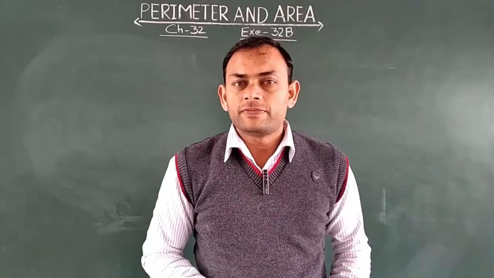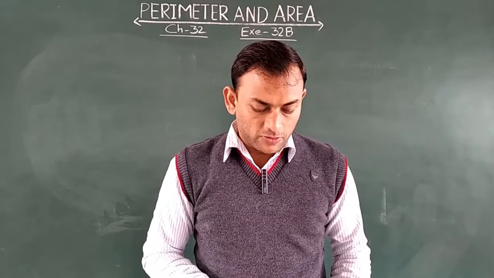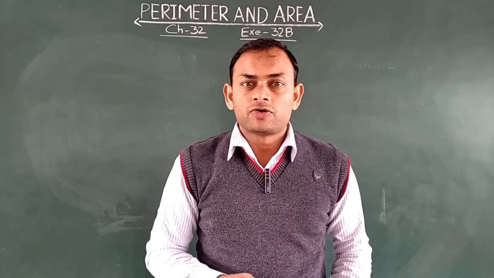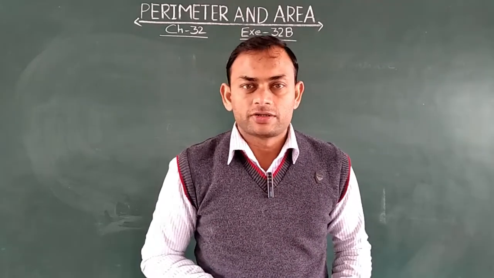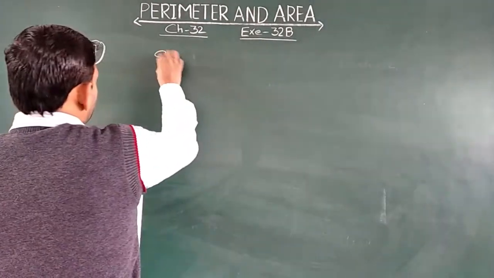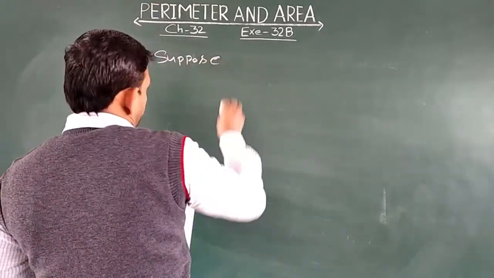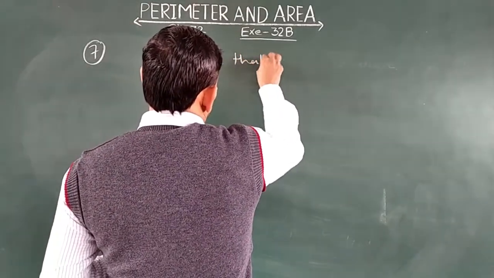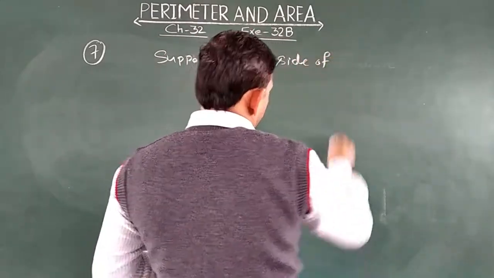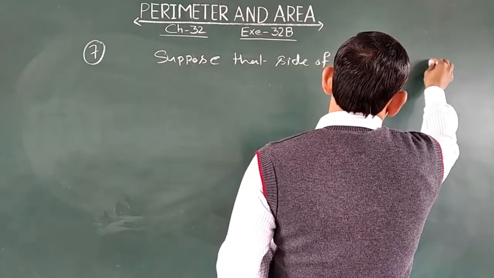Okay, now I am just going to tell you question number 7. This question is saying that the perimeter of a square is equal to the area of the square. Okay, so what will be the side of that square? So this is question number 7. So first of all, we will suppose that the side of a square is equal to A.